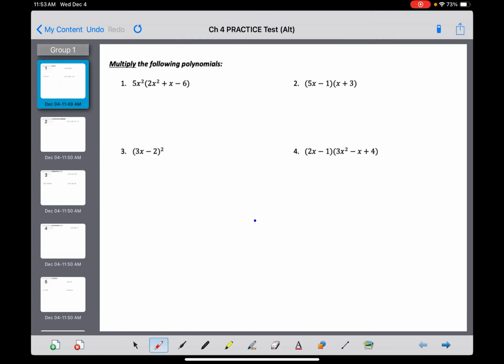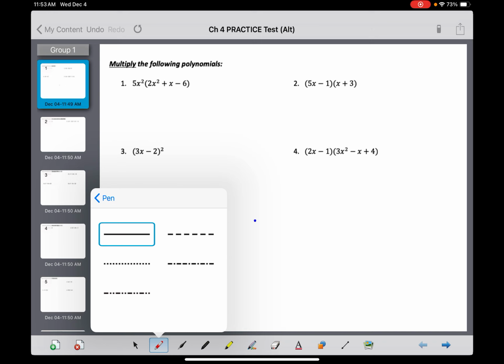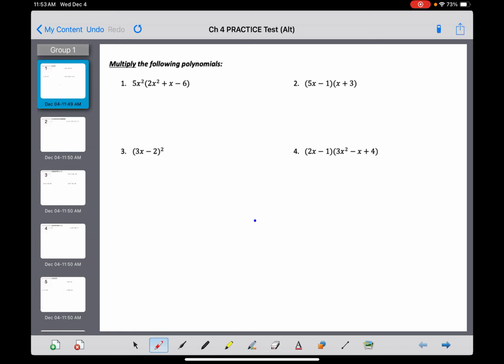Hello, Algebra 2 friends. This is the Chapter 4 practice test, and I am going to be going through the problems with you today. So number 1, we are asked to multiply 5x squared times 2x squared plus x minus 6. This is just going to be the distributive property because we're multiplying a monomial times a trinomial.